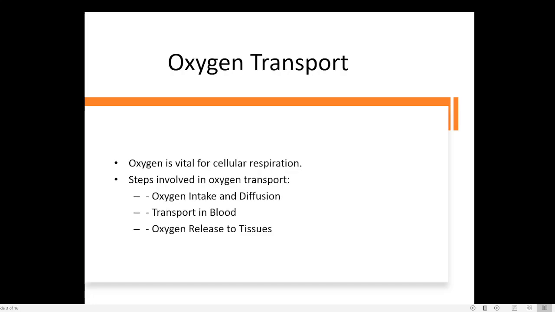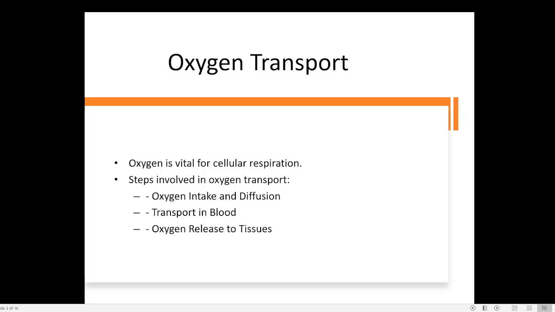Now, in gas transport, we will be seeing there are two important events in transport. One is oxygen transport, the other one is the transport of carbon dioxide. As you can see, oxygen is an important gas molecule that is involved in a lot of activities, especially respiration and metabolism.